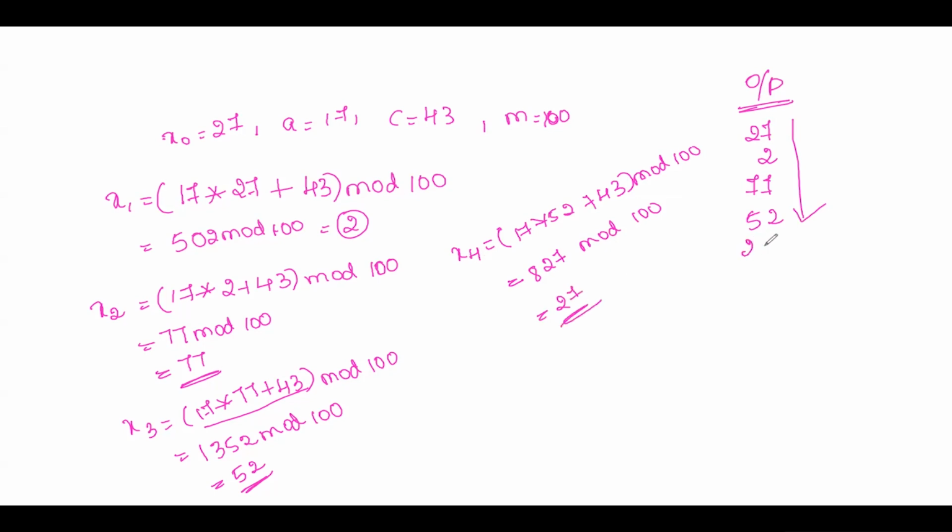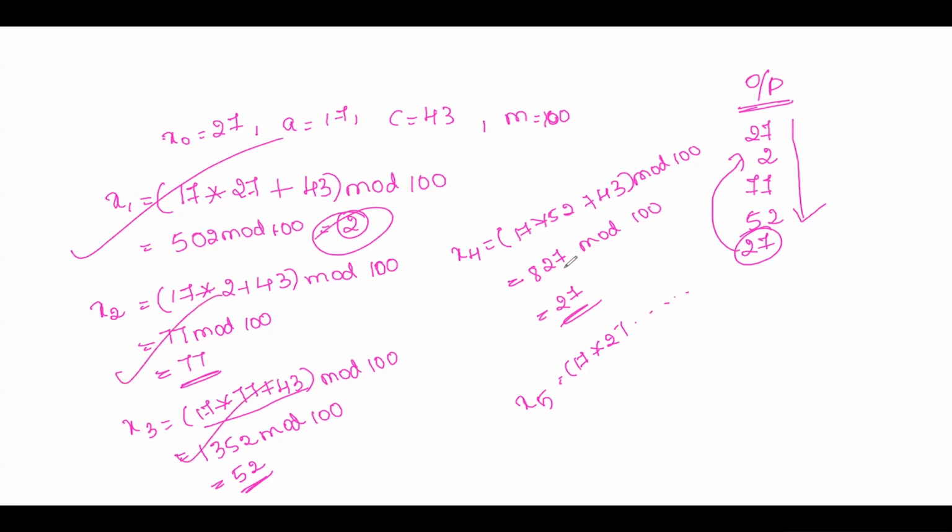So as you can see now, we are getting the same value repeated. Once again, if you calculate x5 for 17 into 27 and so on, it is going to be the same as this, which will of course generate 2 and then repeat. So it is observed that if you are using the linear congruential method, after a certain set of random numbers the same pattern gets generated once again. That is the reason I said these are pseudo-random numbers.